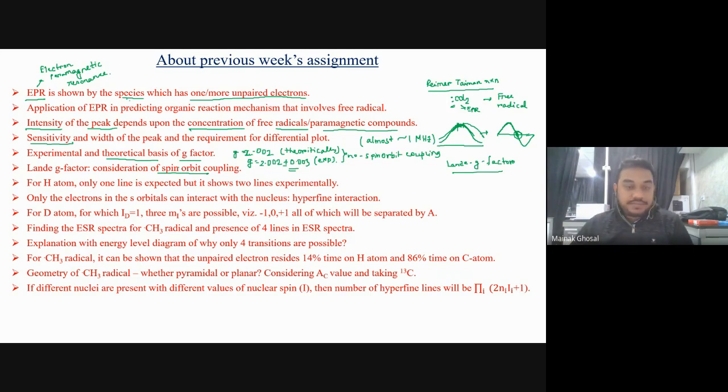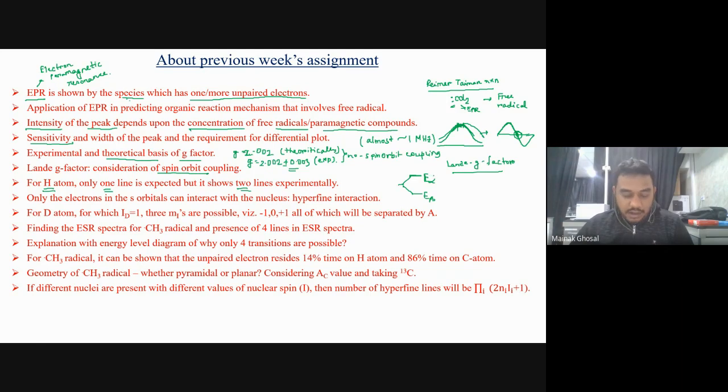It will come as the Landé g factor. Fine. Then it was shown that for the hydrogen atom, only one line is expected, but it shows two lines. For the hydrogen atom in EPR, I have shown you the alpha state will be higher in energy than the beta state. So you expect only one line here, but actually two lines are observed.